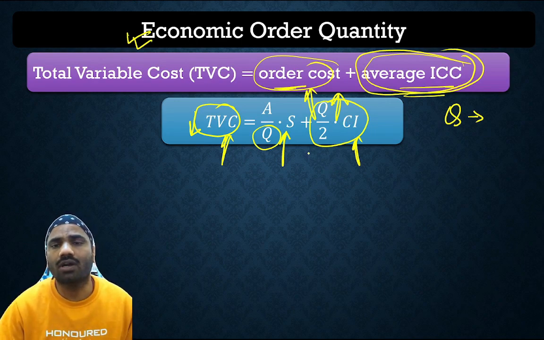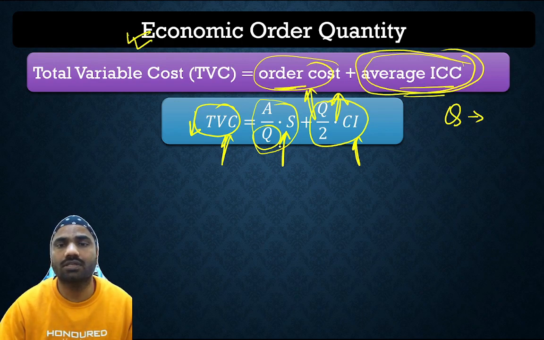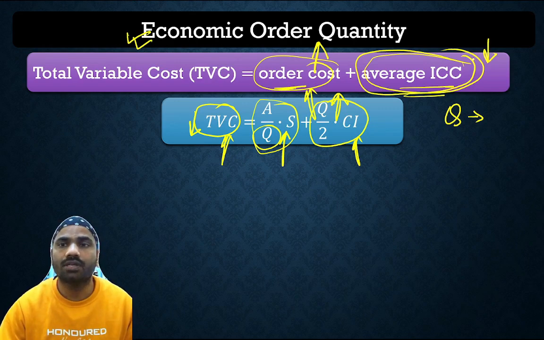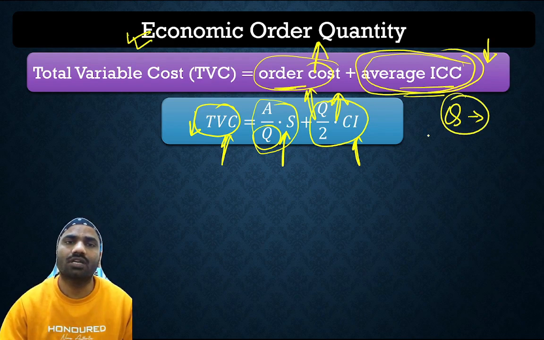So what is happening over here is that one quantity is reducing and another is increasing. If you increase the order quantity, the ordering cost will increase. On the other side, the inventory carrying cost will decrease. So we are going to find some optimal value of order quantity, so that we can have an optimal total variable cost.